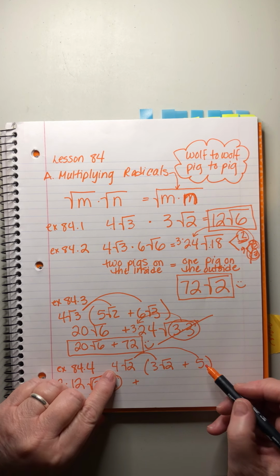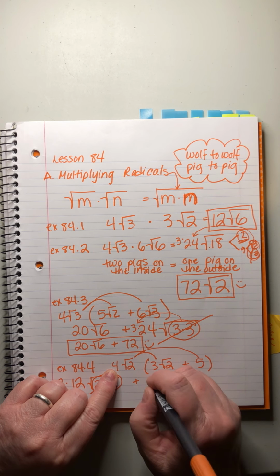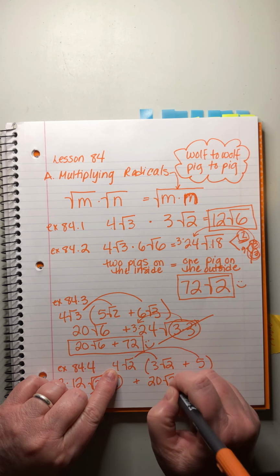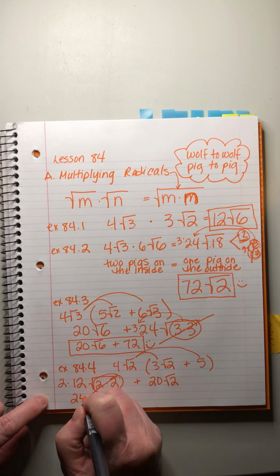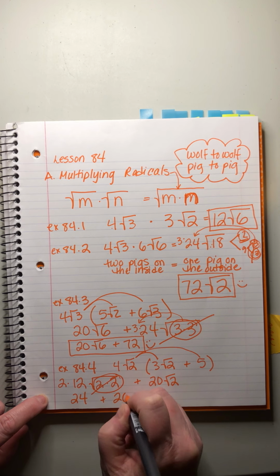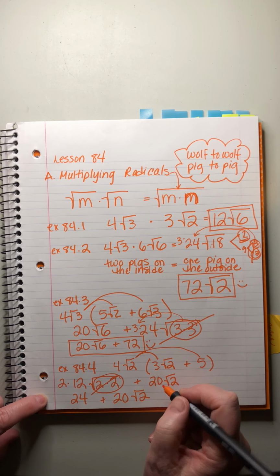But we handle him just the same way. We multiply this and we would get 20 square root of 2. And so then just to fix this, this would be 24 plus 20 times the square root of 2. Final answer.